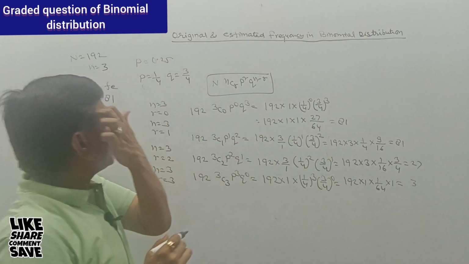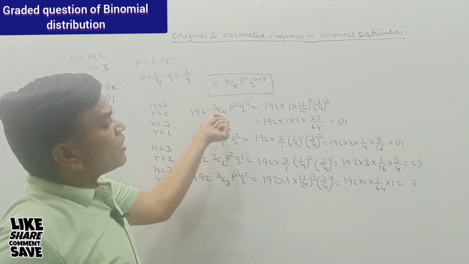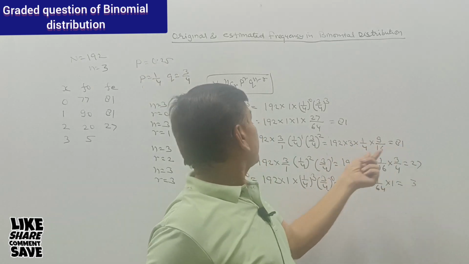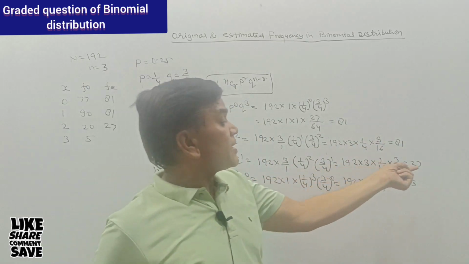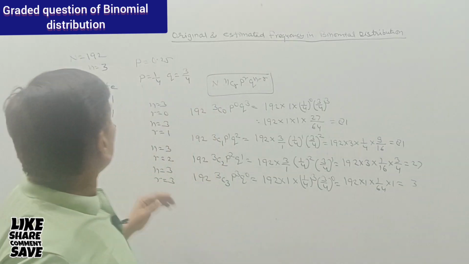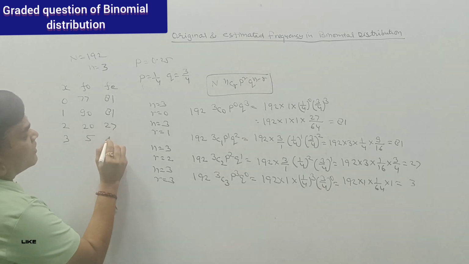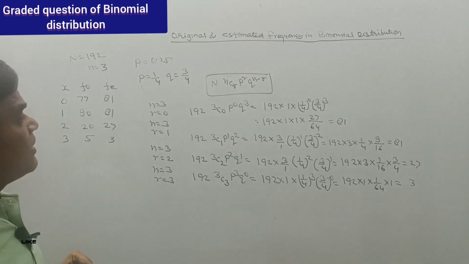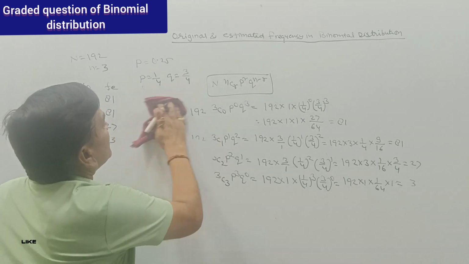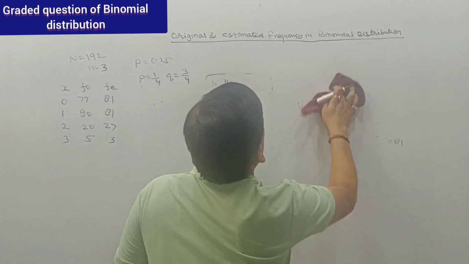So we have calculated the estimated frequency. The estimated frequency for 0 albino children is 81, for 1 albino child is 81, for 2 albino children is 27, and for all 3 albino children is 3. So this is the original frequency and this is the estimated frequency. On the basis of this, we can calculate the chi-square test. It is very easy to calculate the chi-square test. We have already calculated a chi-square test in one question.